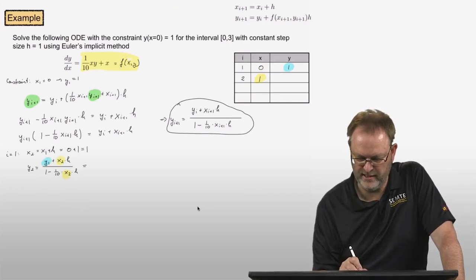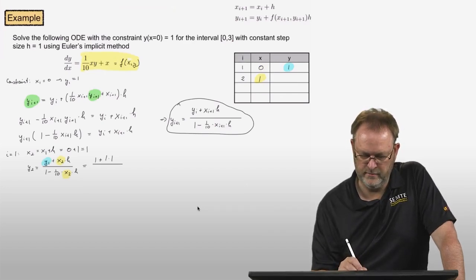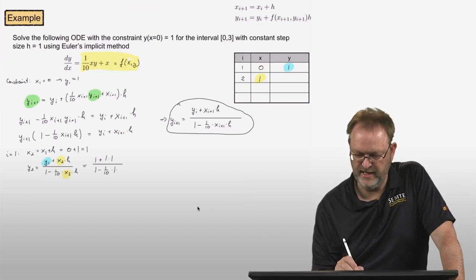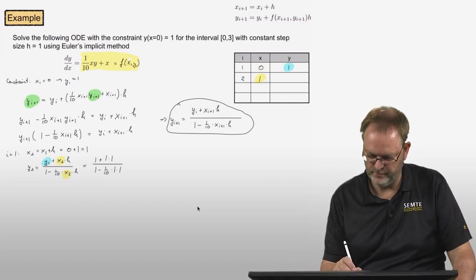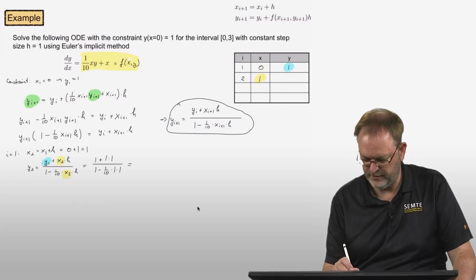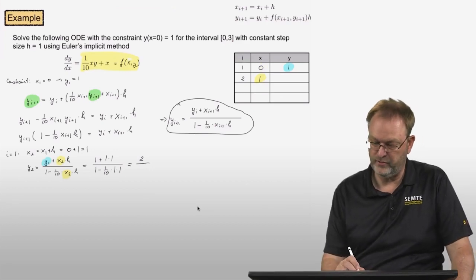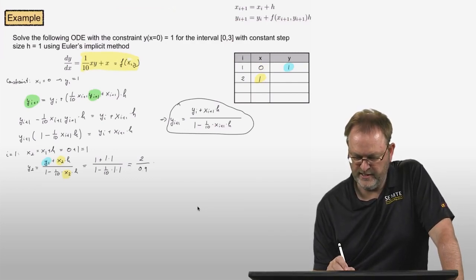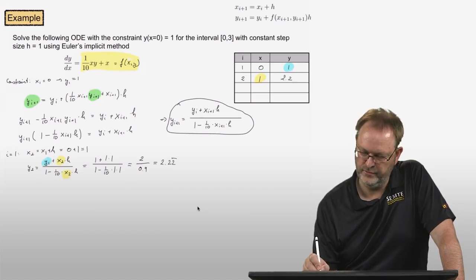Okay, so y1, that's 1 plus x2 is 1 times 1, h is 1, divided by 1 minus 1/10 times x2, that's 1, times h, that is 1 as well. So that's equal to 1 times 1 is 1 plus 1 is 2, divided by 1 minus 1 divided by 10 is 0.1. 1 minus 0.1 is 0.9. So it's 2 divided by 0.9, that is 2.22. So the result would be here 2.22.